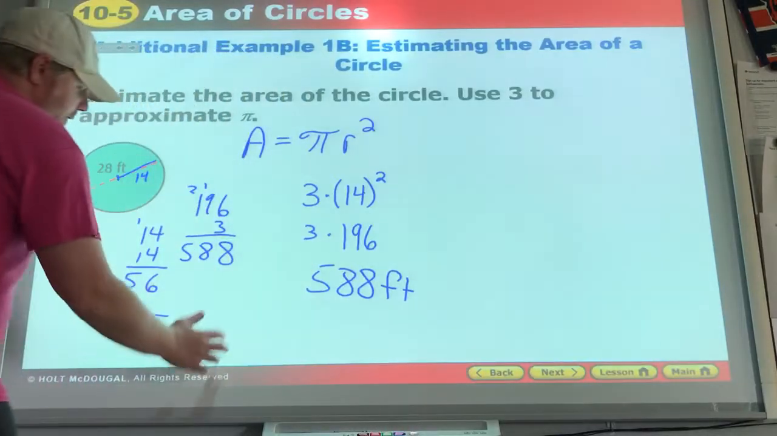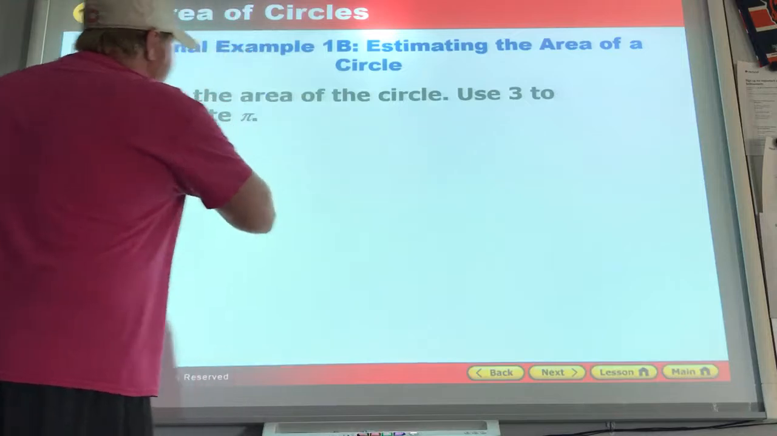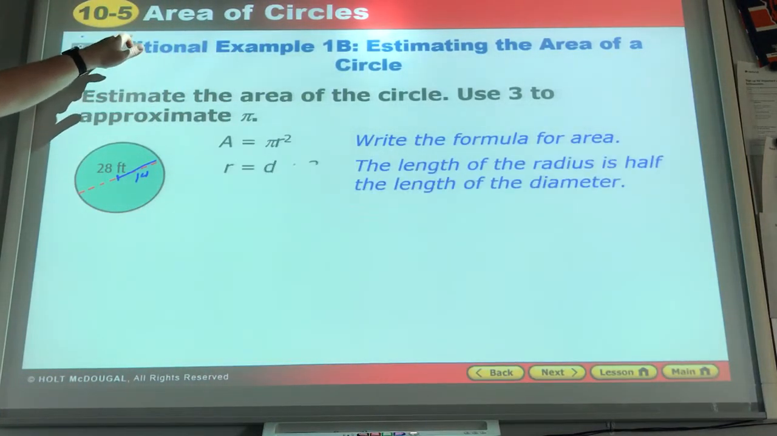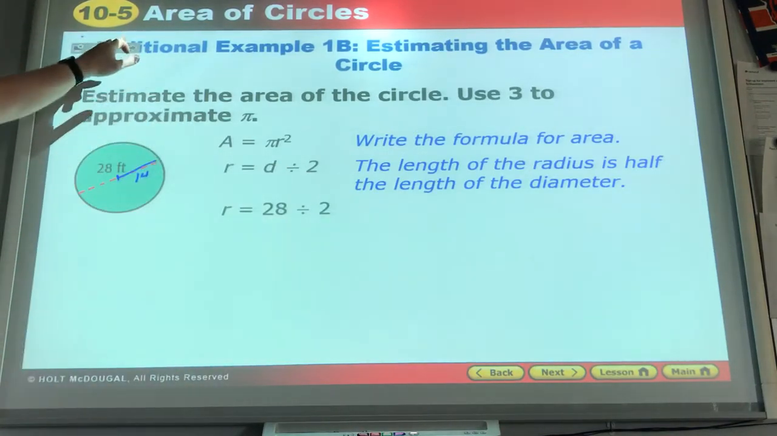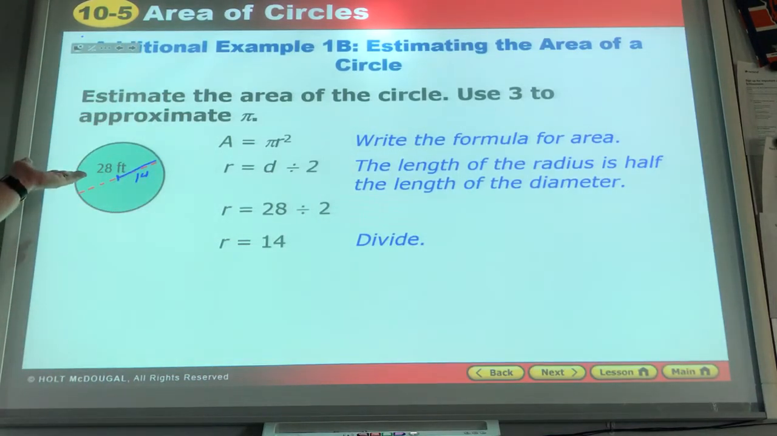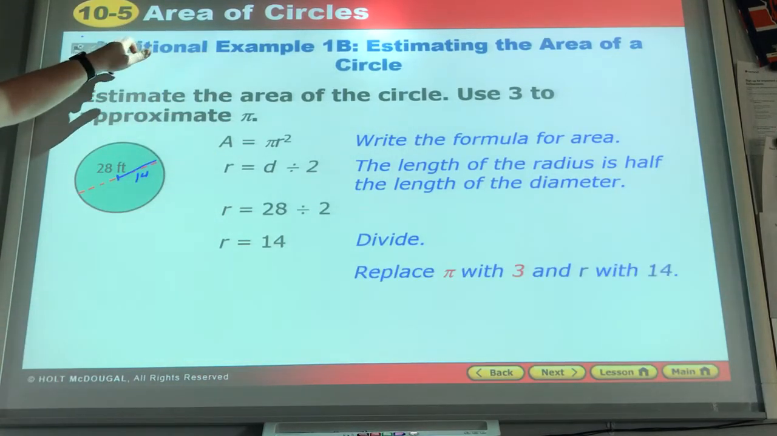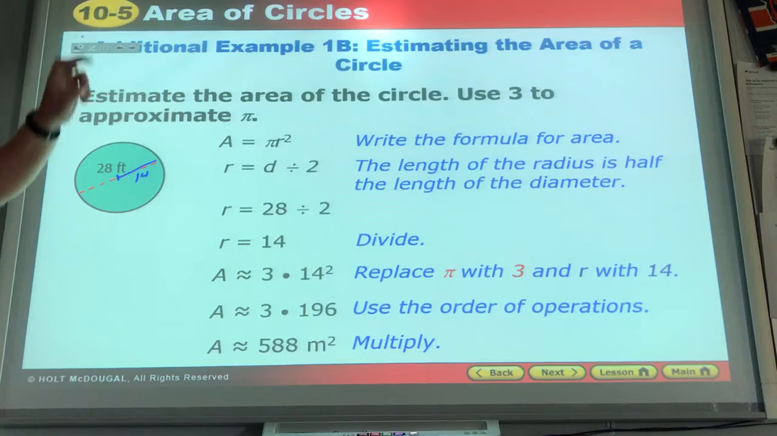All right, so let's see if our 588 holds up to do what it's supposed to do. Write the formula for area. Plug it in. Well, they're telling you to do the diameter divided by 2 to get the radius. Radius is 14. Hopefully all of you know 28 divided by 2 is 14. So now that you've got the radius, let's replace those things. 14 squared was 196 times 3 is 588. And we did hold up. We did get the right answer.